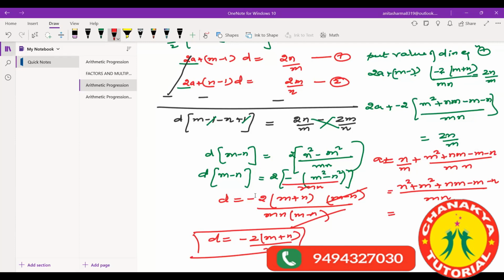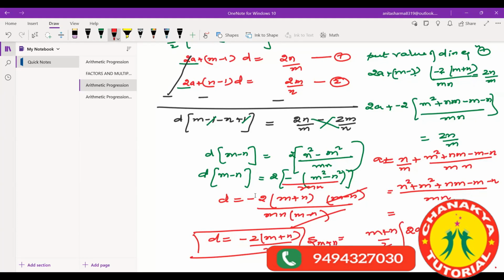Now what can we do here? So this is the value of a. Now find the sum of m plus n terms. So it will be m plus n by 2 into 2a plus m plus n minus 1 into d. Now substitute these values here.